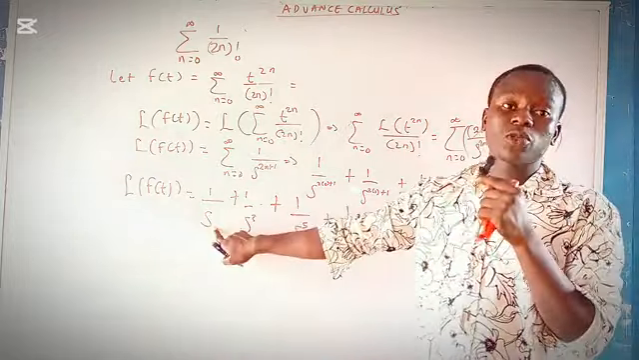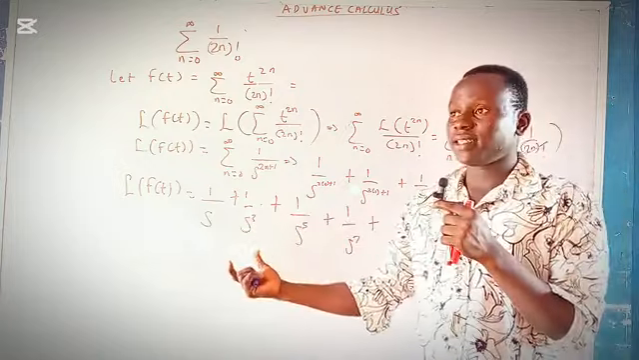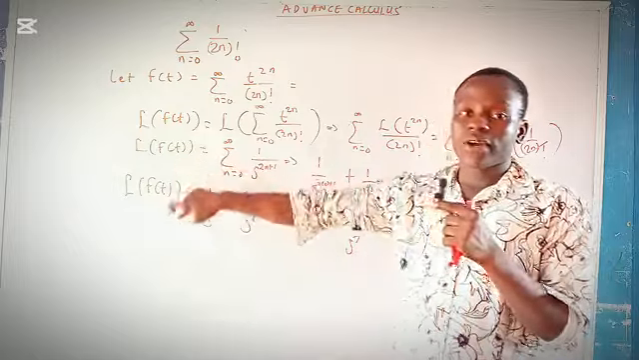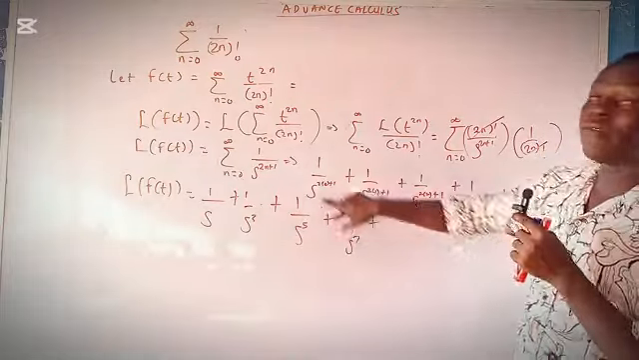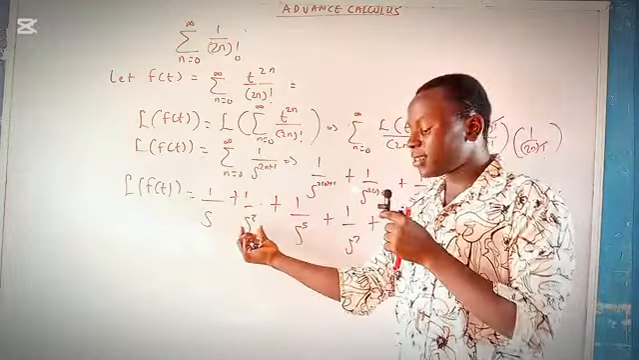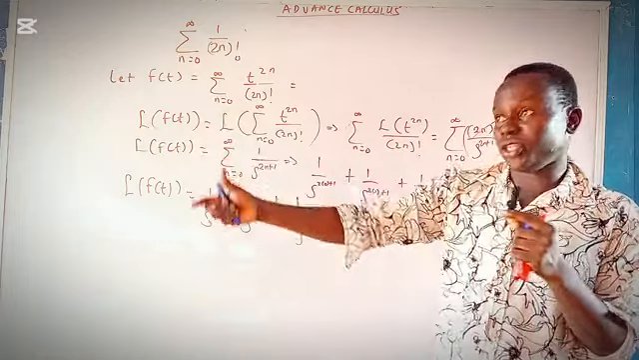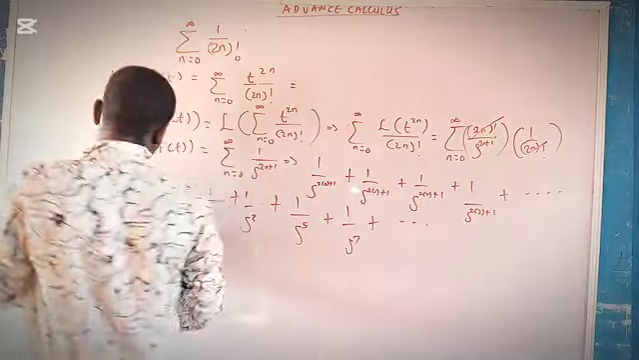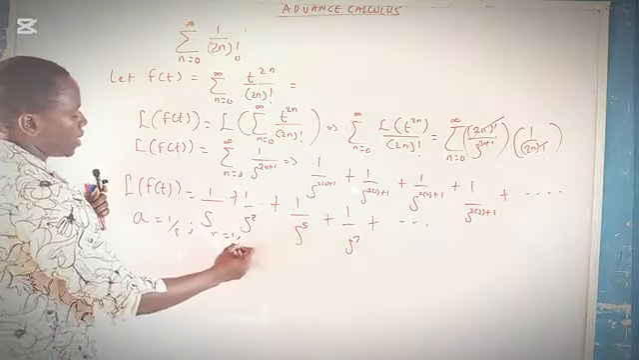Where the first term is 1 over s, and the common ratio is 1 over s squared, because, don't forget, the common ratio is the second term over the first term, or the third term over the second term, or the fourth term over the third term. You get what I'm saying now? So for the common ratio, you say 1 over s cubed divided by 1 over s, so that's going to give you 1 over s squared. Do you understand me now? So the first term here is 1 over s, and the common ratio is 1 over s squared.